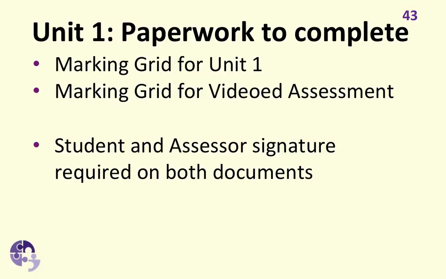So the paperwork you should complete for Unit 1 is as follows. The marking grid for Unit 1, which is the grid for the whole of the unit, and the marking grid for the videoed assessment. And there should be a student and assessor signature on both. Now, it is sufficient to put in a typed signature on these documents because at the end of the course, they will be signing in hard format a portfolio declaration.